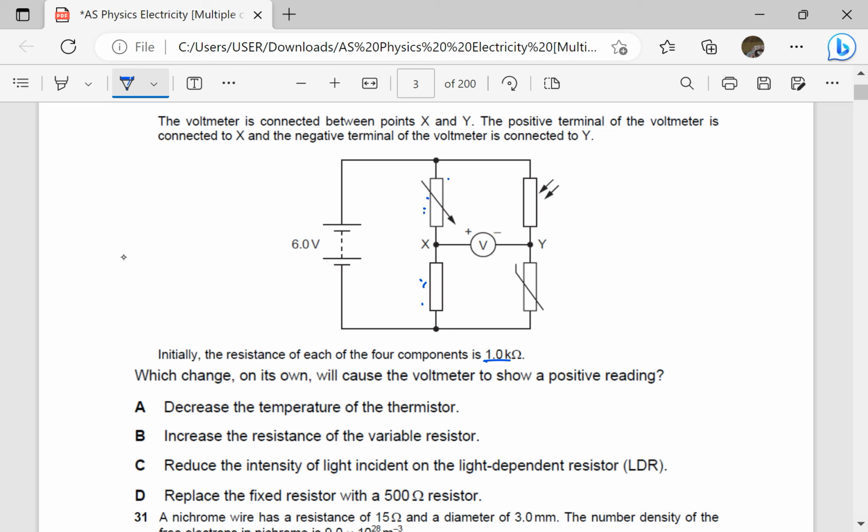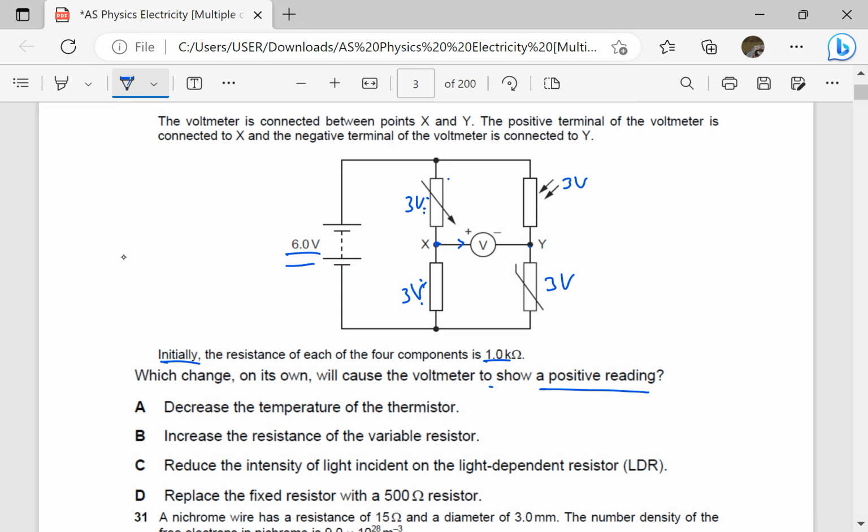If it is initially 1 kilo ohm, they divide this equally. So this gives us 3 volts. This gives us 3 volts. The PD across them will also be 3 volts initially. Which change on its own will cause the voltmeter to show a positive reading? So if the voltmeter is to show a positive reading, then current should be flowing in that direction. That means the potential this side should be higher than the potential the other side.